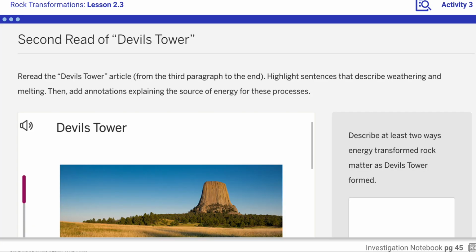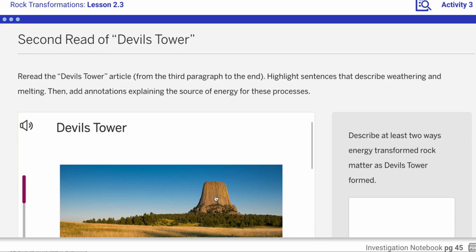If you read Devil's Tower, you're going to understand that in the past there was this hill right here, and it actually went above this. And over time, this area here, the rock that was here, that's sedimentary. And this is actually called a plug, and it's a volcanic plug.